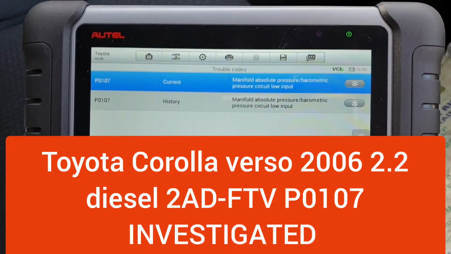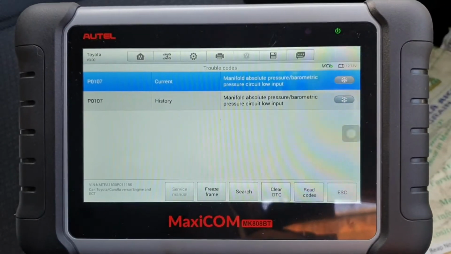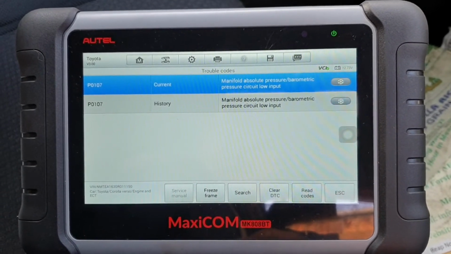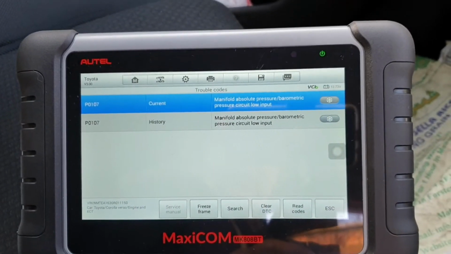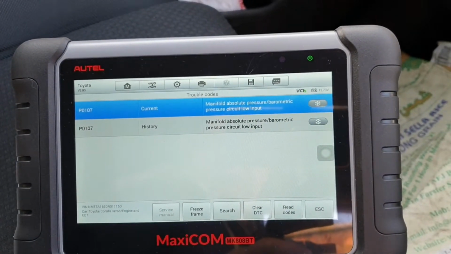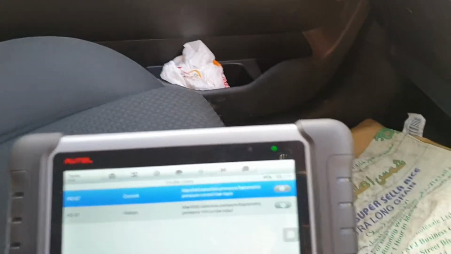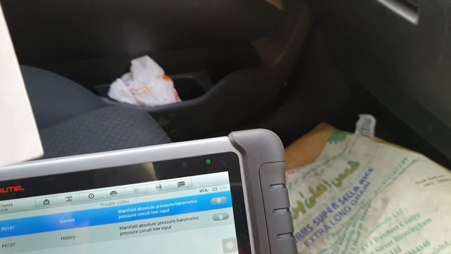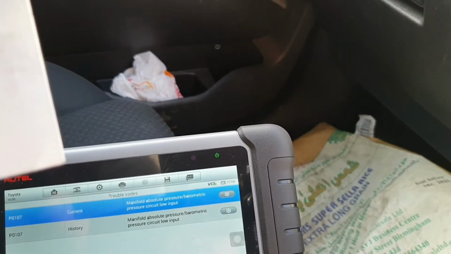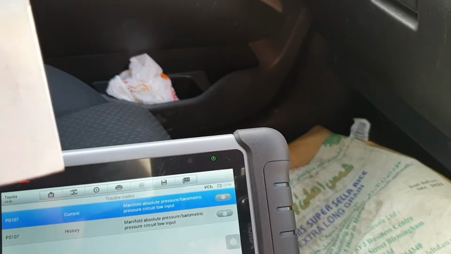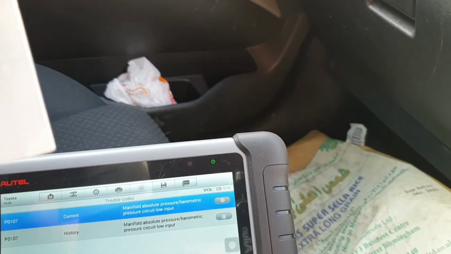Hello everyone again. Today I have another Toyota Corolla Verso with a 2.2 common rail diesel engine. The engine code is 2AD-FTV, and the engine capacity is 2231 cc.